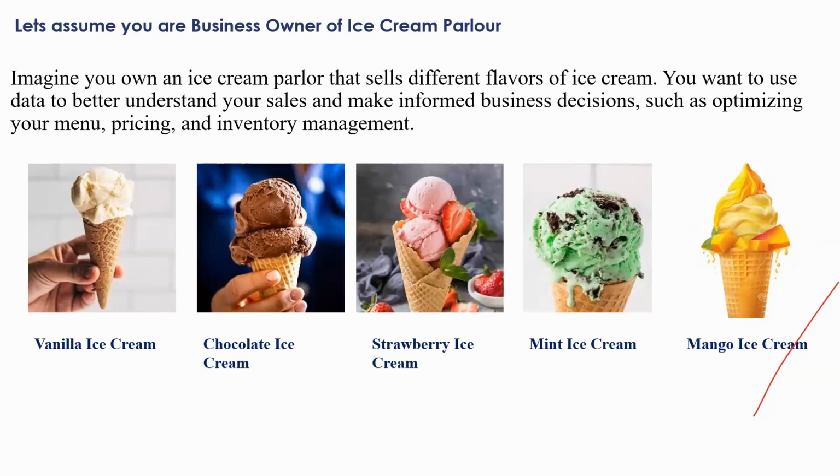Okay, so let's jump into the case study. Imagine we have an ice cream parlor that sells different flavors of ice cream. Obviously, you want to understand which flavor is doing well as far as sales are concerned, so that you can make informed decisions such as optimizing your menu, pricing, and inventory. I have 5 different flavors: vanilla, chocolate, strawberry, mint, and mango. Most important, as a business owner, let's say we own the ice cream parlor, we want to analyze which is performing better in certain contexts so that we can make better business decisions, whether that is optimizing the menu, changing the pricing, or better inventory management. This is a business example. Let's try and amplify that.